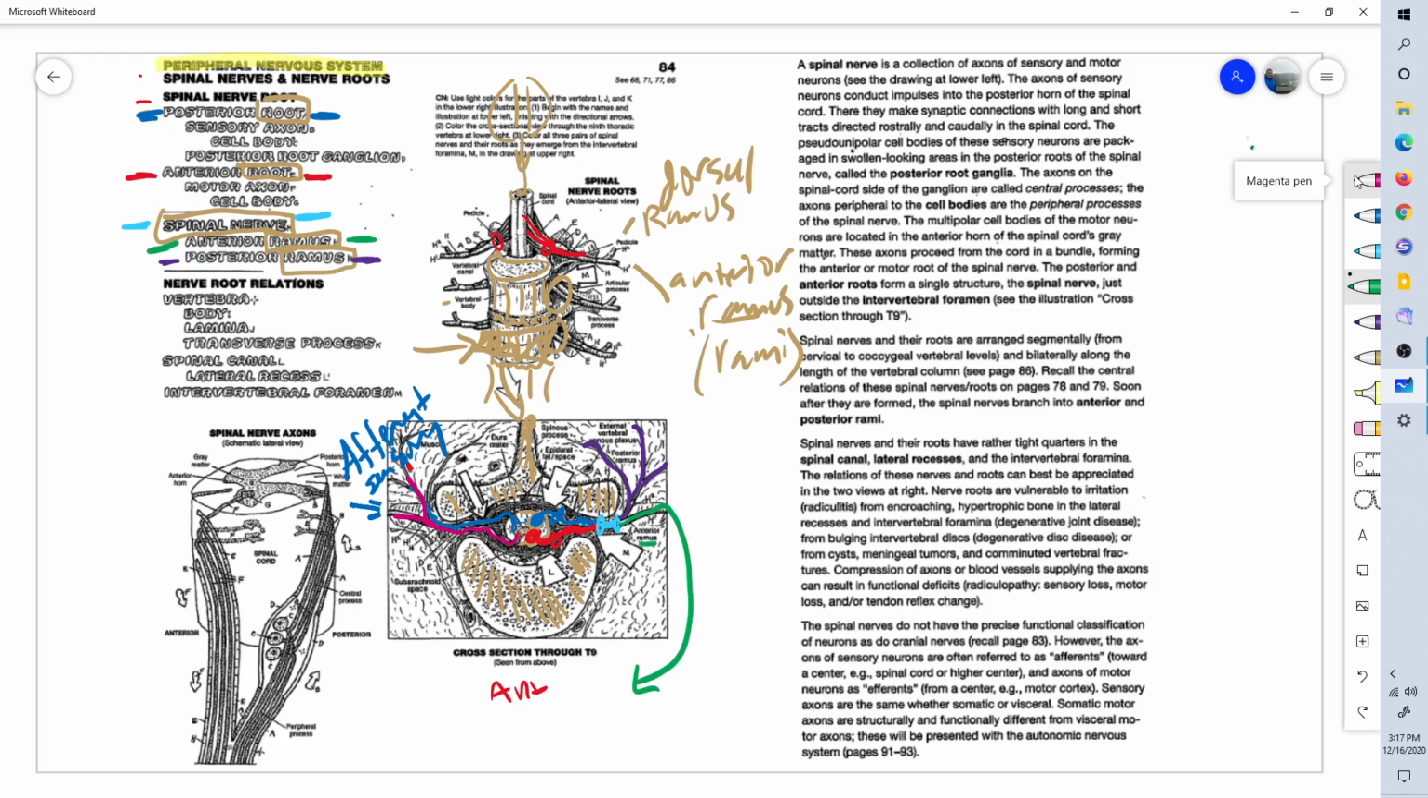The signal will pass through the anterior or posterior horn, the dorsal root ganglion, or the posterior root or the anterior root, through the spinal nerve here, and then out through the posterior primary ramus or the anterior primary ramus.